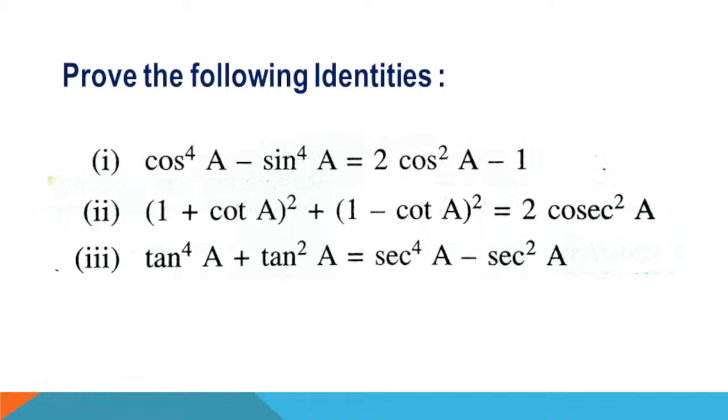Cos to the power 4a minus sin to the power 4a. Cos to the power 4a minus sin to the power 4a is equal to what to prove? 2 cos square a minus 1. What to prove? 2 cos square a minus 1.